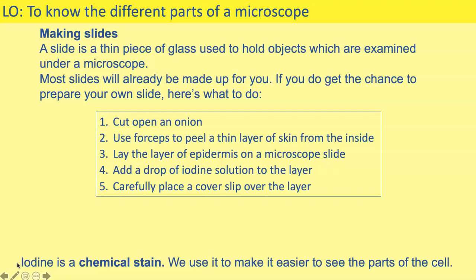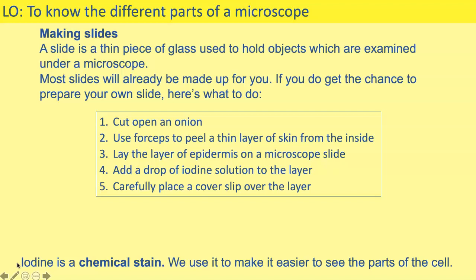So if we were using onion cells, we would cut open an onion. We would use forceps, which are like sharp tweezers, to pull a thin layer of skin from the inside. We would then lay that layer of skin, which is called the epidermis, on a microscope slide. We would then add a drop of iodine solution to the layer, and we would carefully place a cover slip over the layer. We would carefully place this so there were no air bubbles trapped underneath the cover slip.